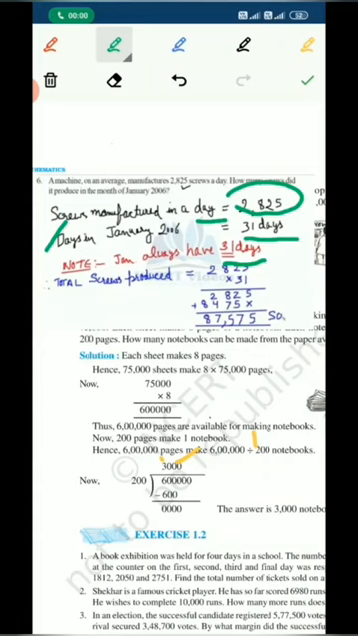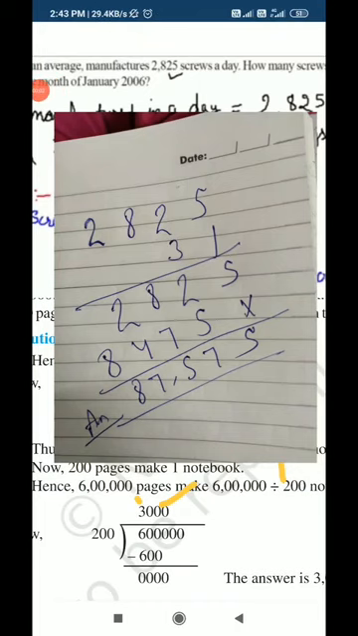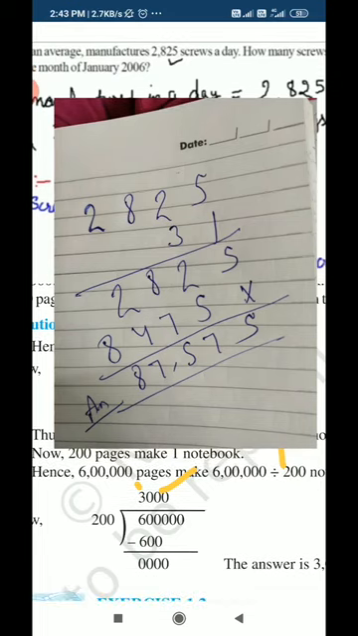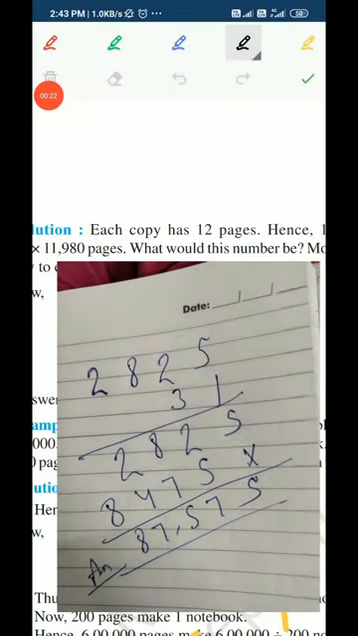I have told you that we will multiply the number of days and the number of screws manufactured in a single day, and I hope you understand how to multiply a 4-digit number with a 2-digit number. If any one of you faces a problem, then I have given a solution of multiplication here. First of all, we will multiply 2825 with 1. 5 ones are 5, then 2 ones are 2, 8 ones are 8, and 2 ones are 2. So what we got? 2825.